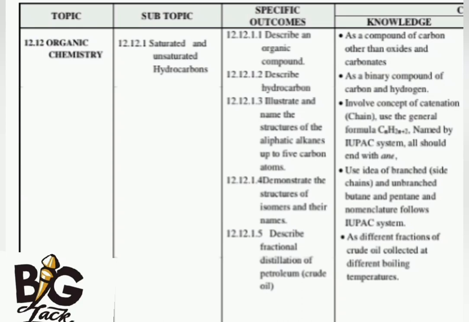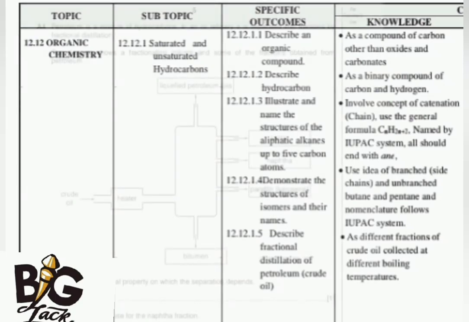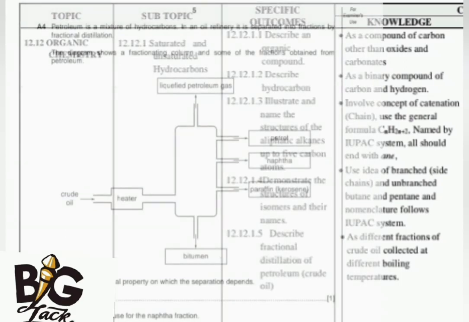So on this part here, as the number of carbon atoms increases, the melting point and the boiling point increase. As the number of carbon atoms decreases, the melting point and the boiling point also decrease. Apart from that one, you also need to know the fractionating column of fractional distillation.